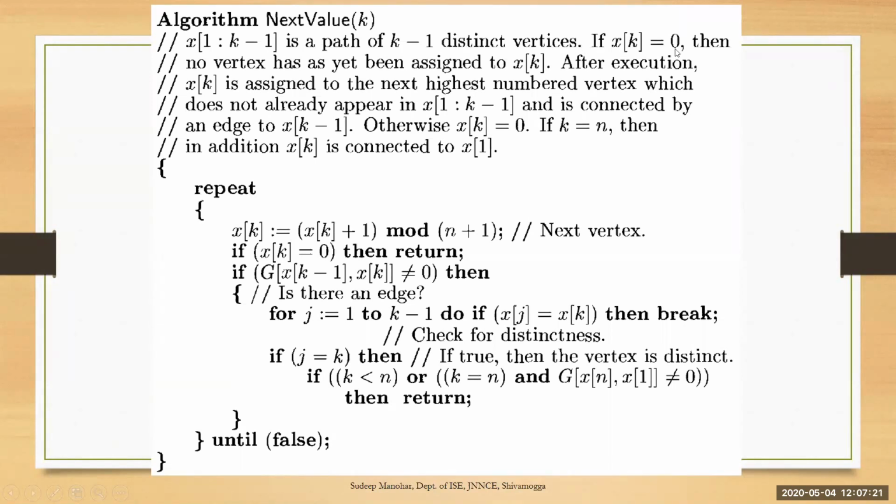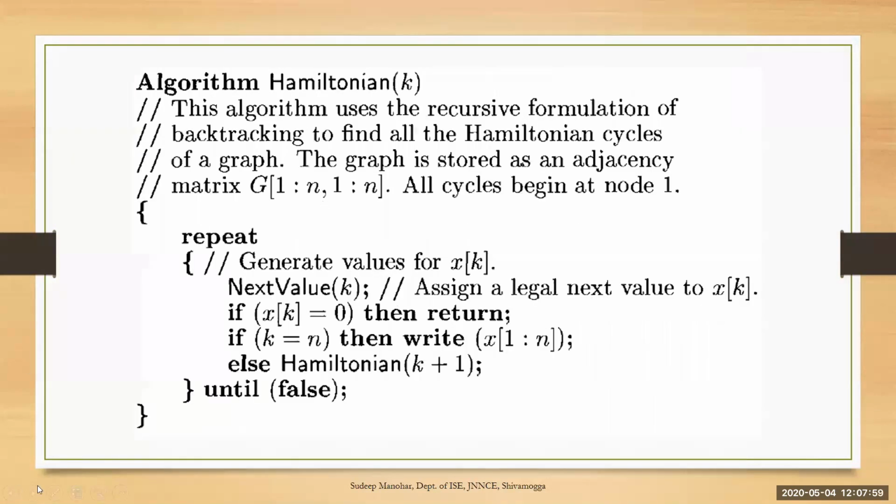If while calculating, you get x of k equal to 0, then no vertex has as yet been assigned to x of k. It means that it is a dead end and there is no path further. If the value of x of k calculated is 0, then you have to backtrack. After execution, x of k is assigned to the next highest numbered vertex. That means you have to check from the first vertex. You have to check which vertex is adjacent. If it is adjacent, for example, I'll show this.